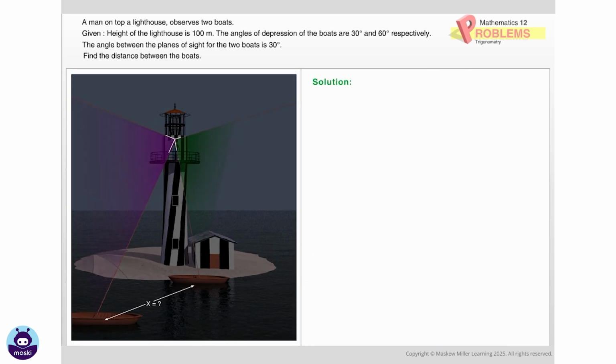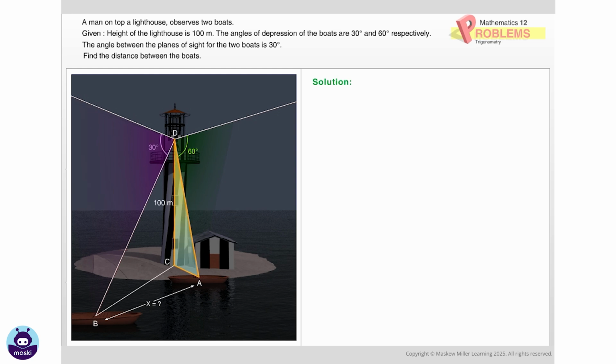Solution. Let the two boats be represented by A and B. We label the lighthouse as CD, where C is the bottom and D is the top of the lighthouse. Thus, the angle of depression of boat A is 60 degrees, and the angle of depression of boat B is 30 degrees. The angle between triangle ACD and triangle BCD is 30 degrees.